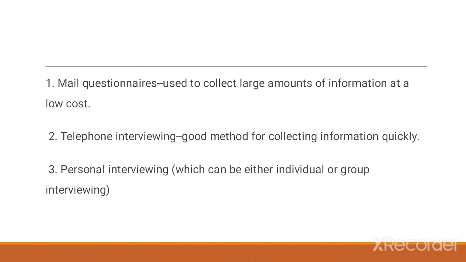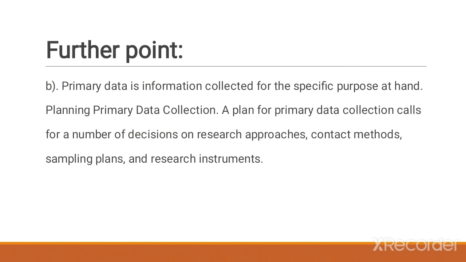Main question is how to collect data. Telephone interview is a good method for collecting information quickly at a low cost. Personal interview can be either individual or group interview. Further point: primary data is information collected for a specific purpose at hand. Planning primary data collection: a plan for primary data collection calls for a number of decisions on research approaches, contact method, sampling plan and research instrument.